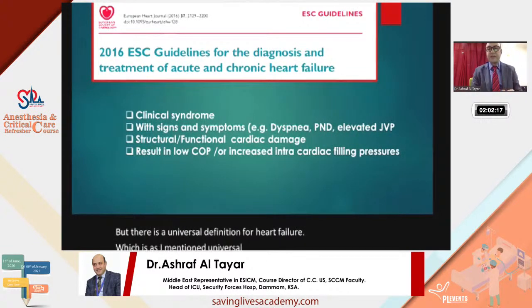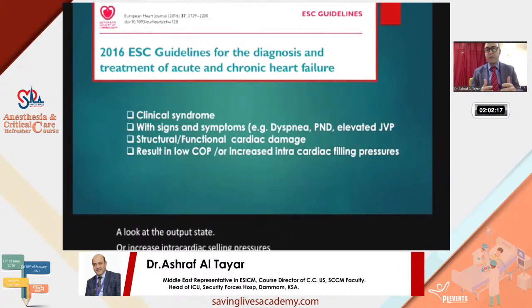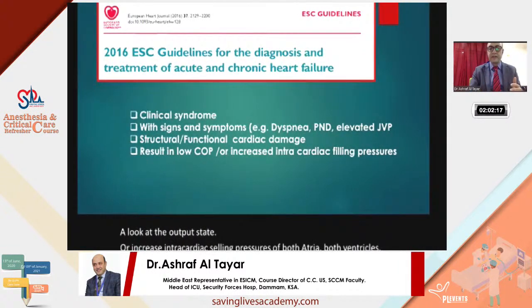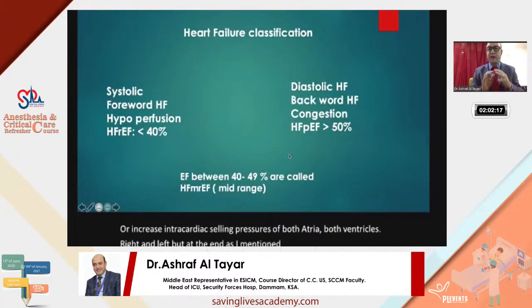So you're going to see this definition everywhere, regardless of the guidelines you see or the review anybody is doing. At the end of the day, the heart is defined as failing or failed when you have a clinical syndrome of a constellation of signs and symptoms of congestion and low cardiac output or hypoperfusion due to structural and/or functional cardiac damage that results in, or results from, a low cardiac output state and/or increased intracardiac filling pressures of both atria, both ventricles, right and left. But at the end, as I mentioned, the heart will be defined as failing.